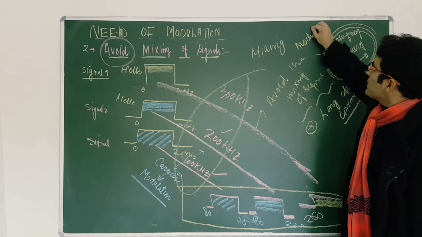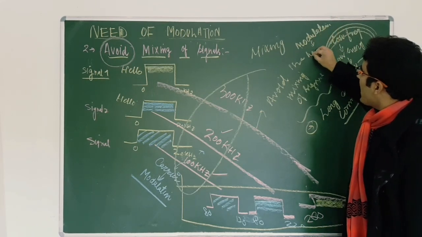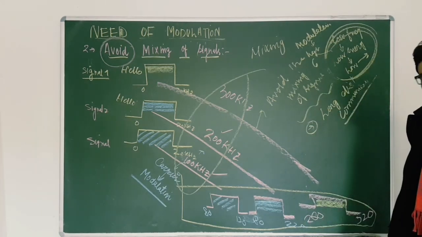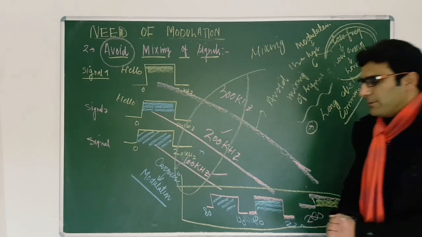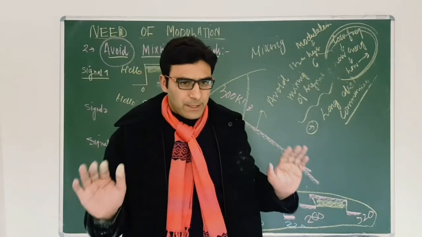Modulation provides a high frequency carrier, and high frequency means high energy. High energy means high power. Okay? Long distance reception, this is the basic need of modulation in our communication system.